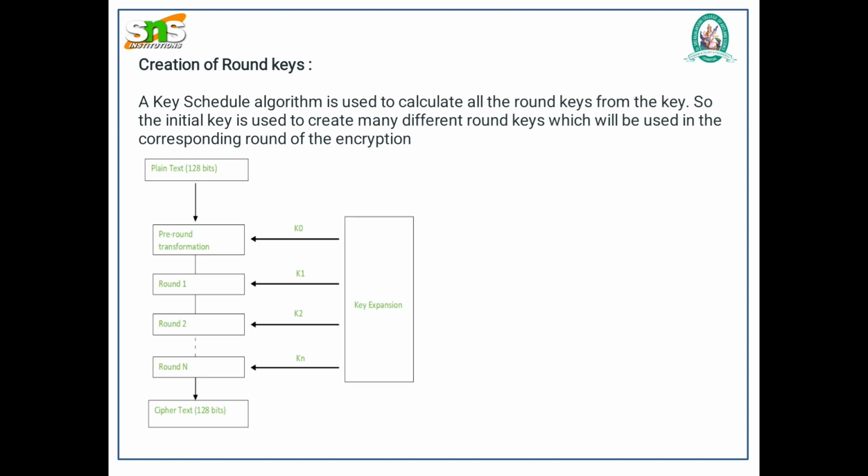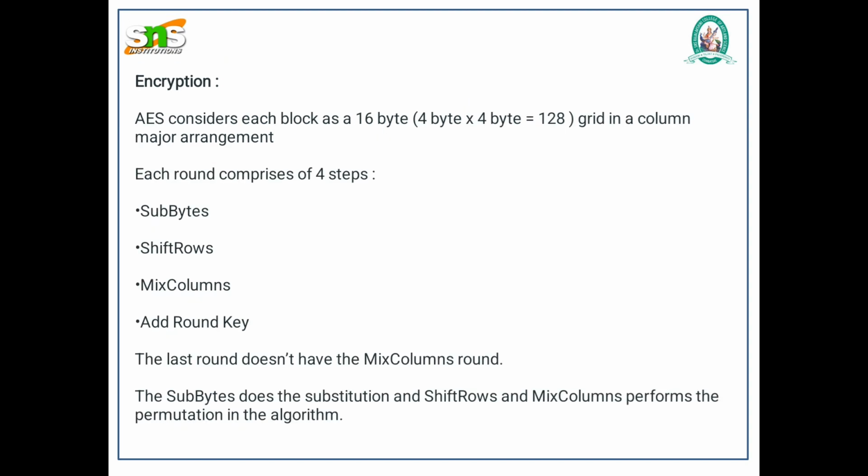Creation of round keys: a key schedule algorithm is used to calculate all the round keys from the key. So the initial key is used to create many different round keys which will be used in the corresponding round of the encryption. The block diagram is: plain text 128 bits, pre-round transformation, round 1, round 2, etc. and round n, ciphertext 128 bits. Key expansion: each round uses the keys K0, K1, K2 and Kn.